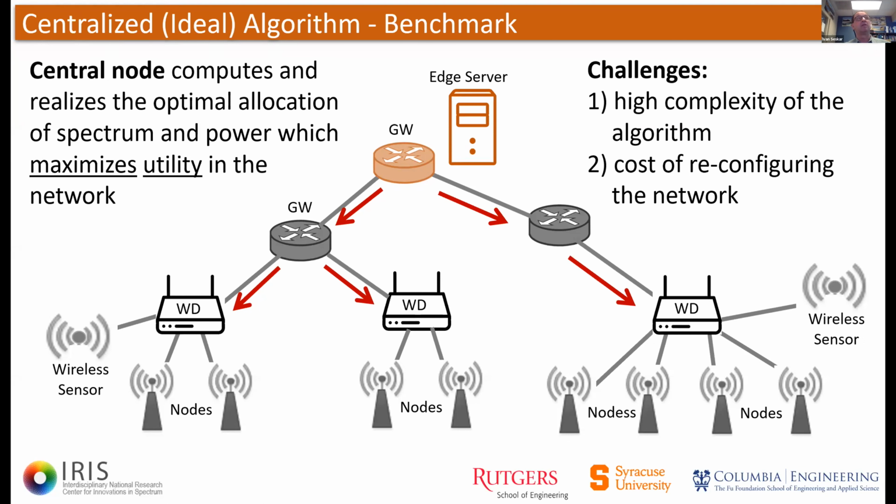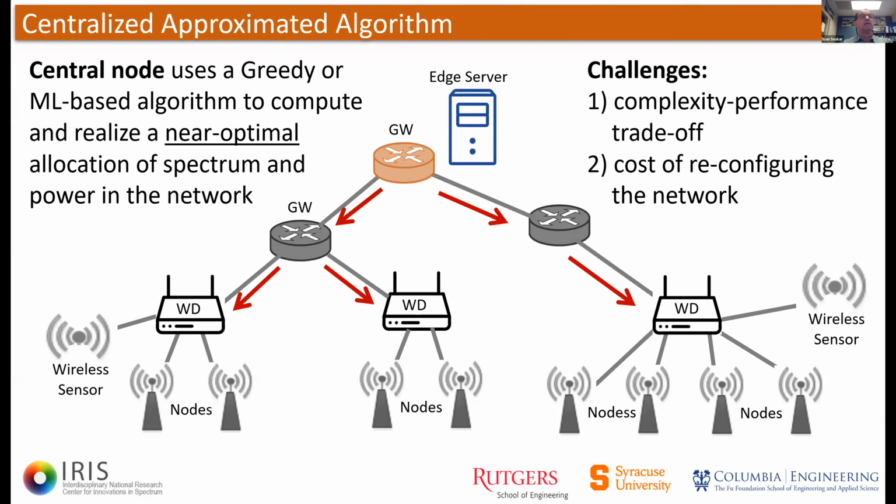Now, obviously, the benchmark algorithm is, and we heard the talk by Wahid and a couple of other people mentioning that distribution is actually what we need to deal with. So we have the ideal algorithm, which is think of it as an oracle, which is capable of doing the optimal allocation of spectrum and power, and maximizes some utility of the network. Now, of course, those are highly complex algorithms, and there's a non-trivial cost of reconfiguring the whole network. Then we have the variants of that, which are greedy or ML-based, that try to reduce the complexity, and of course, have a trade-off in reduced performance.